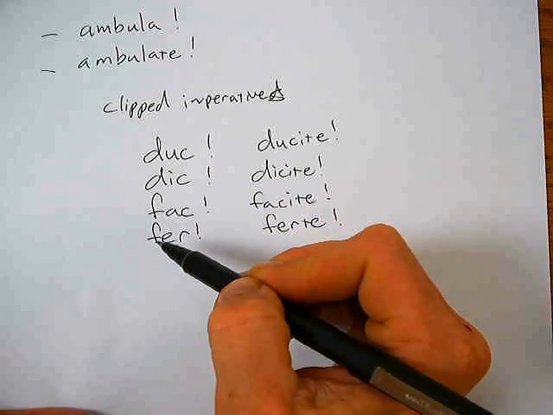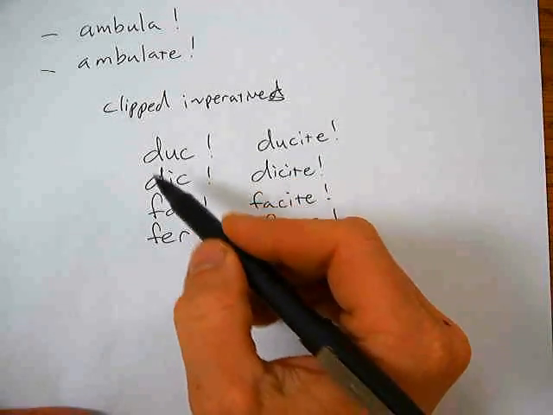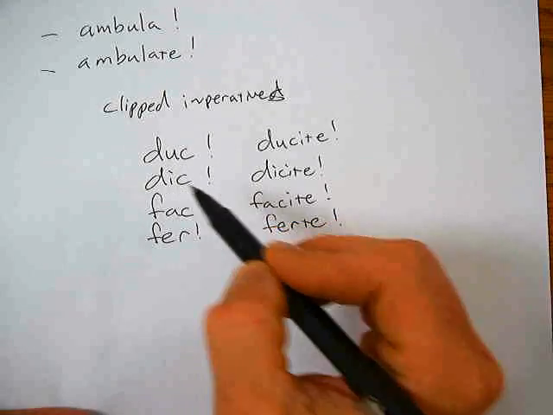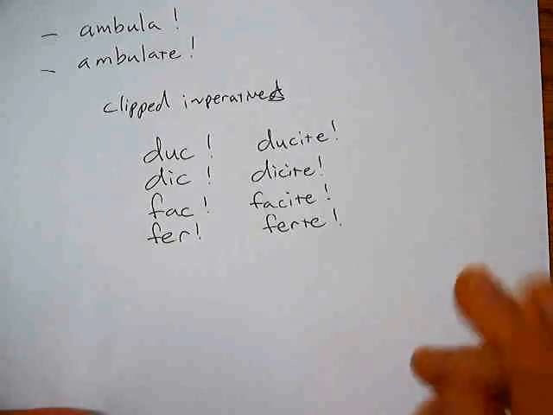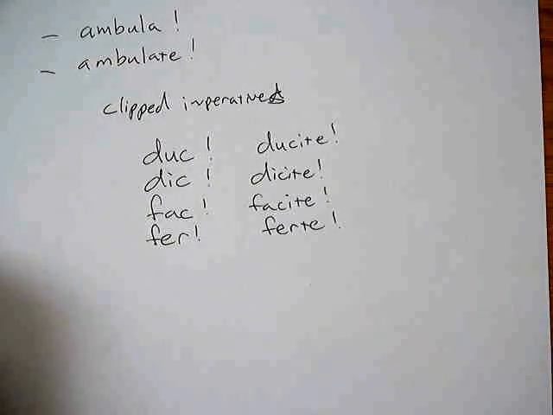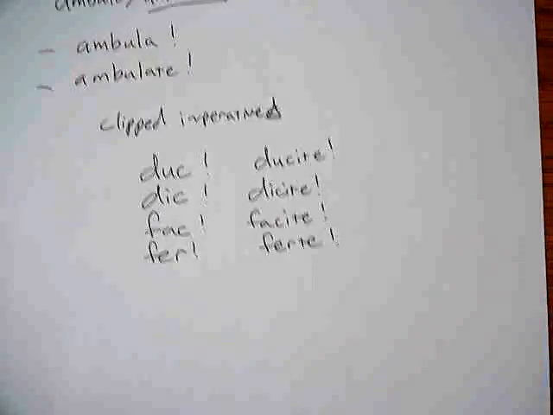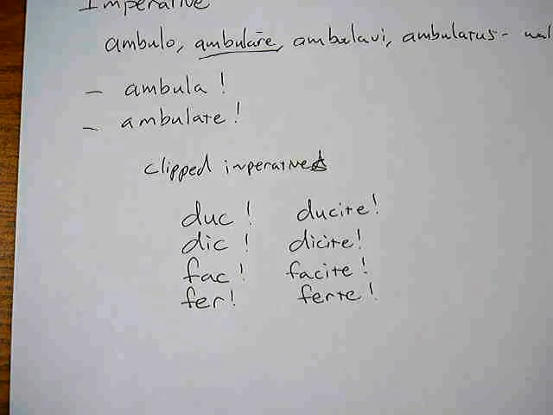One is Duc, Dic, Fac, and Fer should have an E, but it isn't there. And something, I can't remember how that one goes, the rest of it. And another one is I have a duck, his name is Dick, he has fur on his back, and that's a fact. So if you like those little mnemonic devices, that's one way to remember them. That's it for imperatives, at least for regular verbs.